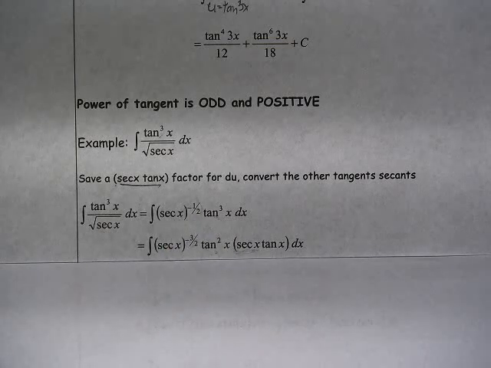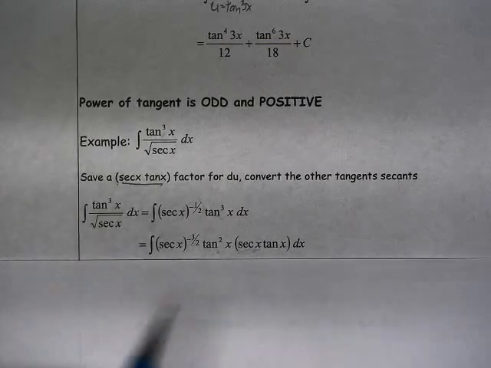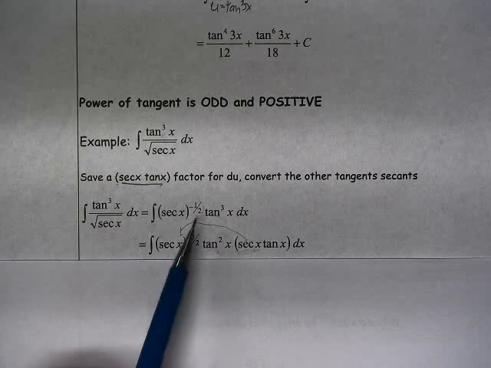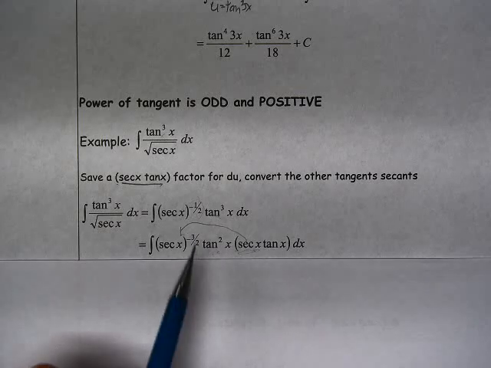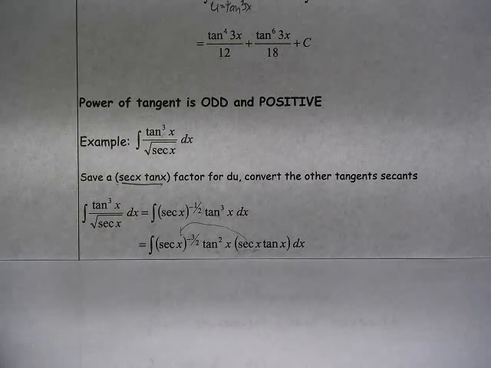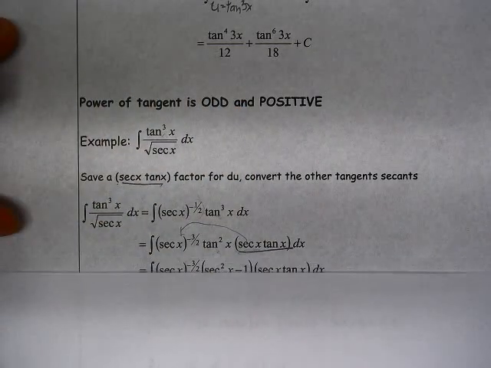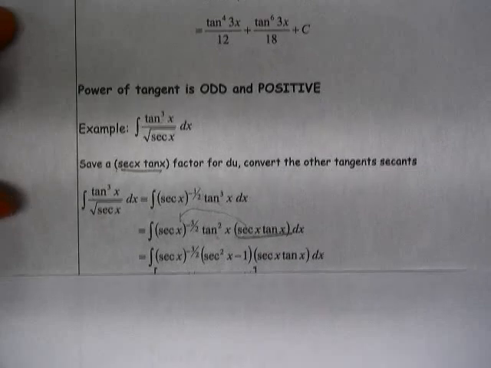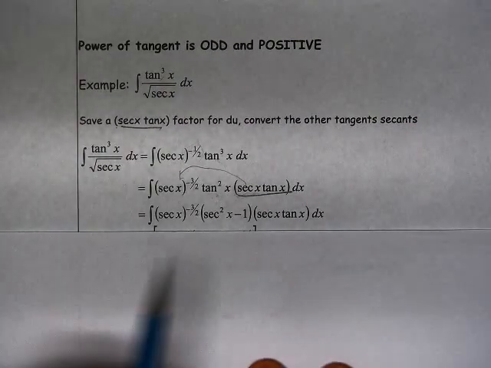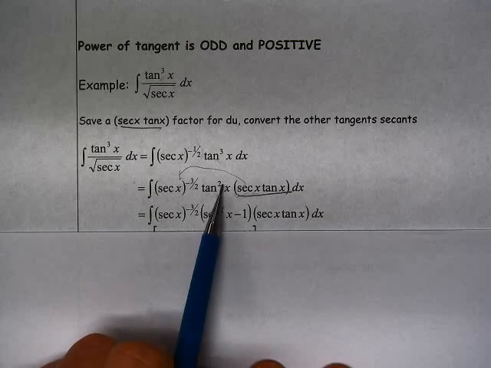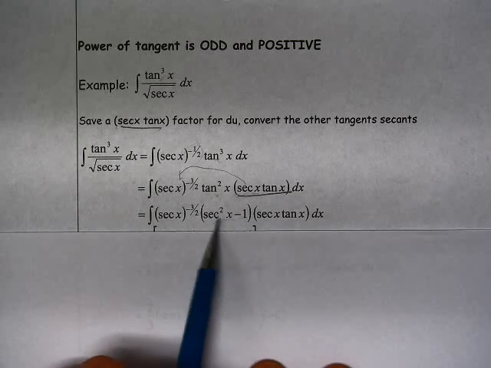So I remove a power of secant, so I have to subtract 1 from that exponent. I could take a look at what would happen when I distribute that back in. Of course, I would add the exponents back up, I'd get my negative 1/2 again. So I've just factored out a secant x tangent x. This here is now my du. Right? So I turn the tangent squared into secant squared minus 1 using the Pythagorean identity.